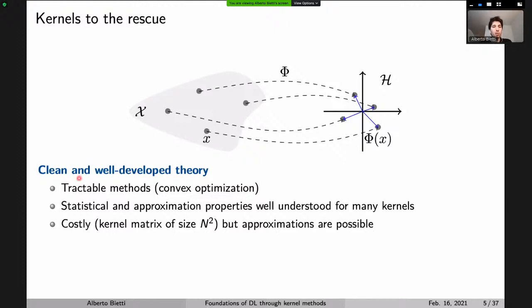But overall, you have these clean convex models, so that they're tractable. At least we know that the algorithms will work when you use kernels like this. And they're typically convex problems. And we also understand the statistical and approximation properties for many kernels. So there's a nice toolbox that allows us to hopefully understand some things better.